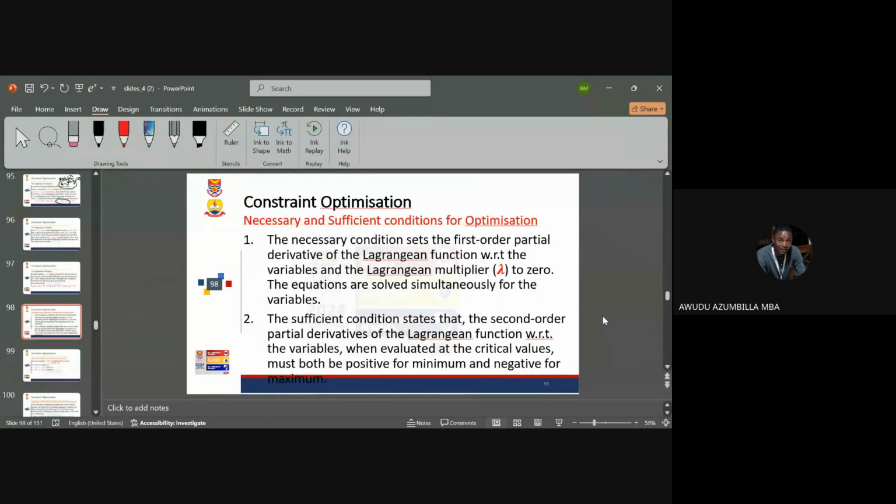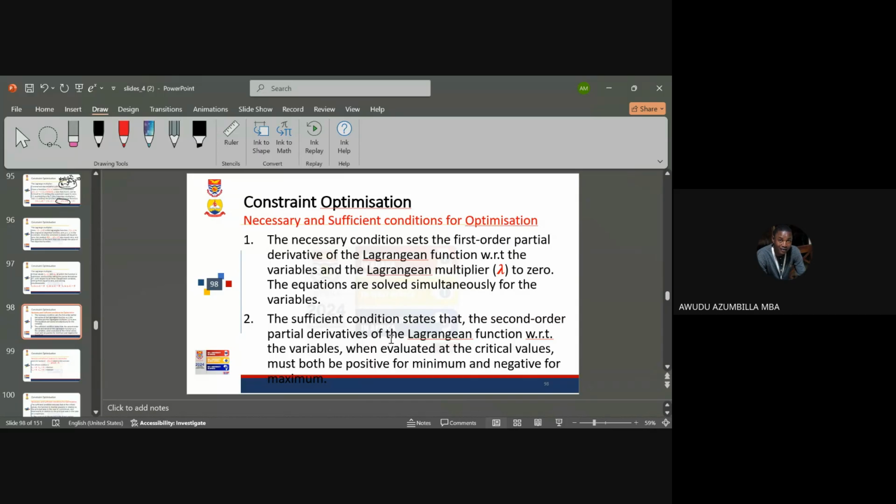Now we have the necessary and sufficient conditions. The necessary condition is used when we want to find the critical values. So we differentiate each variable and equate it to 0. Then we are able to do grouping and substitution, and then we are able to find the value of x or y. The sufficient condition is used when we want to find whether the function is a minimum or a maximum. That is the second order derivative. So with the necessary condition, we are talking about the first order derivative.